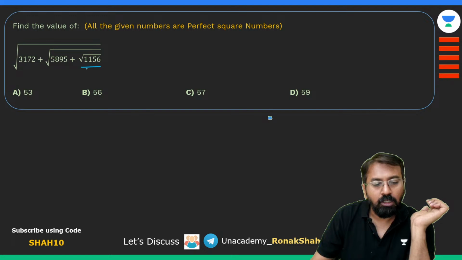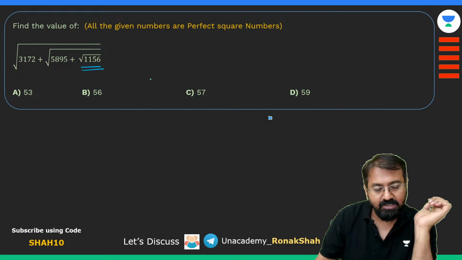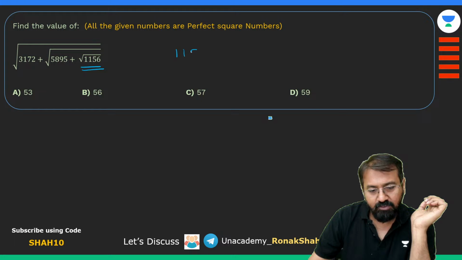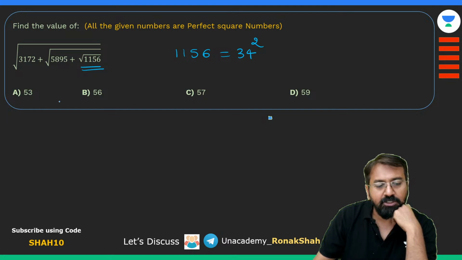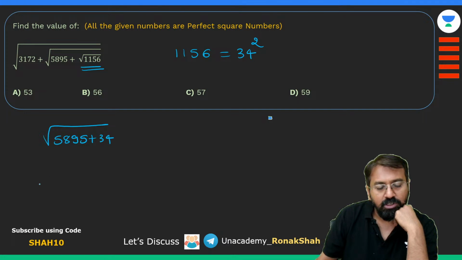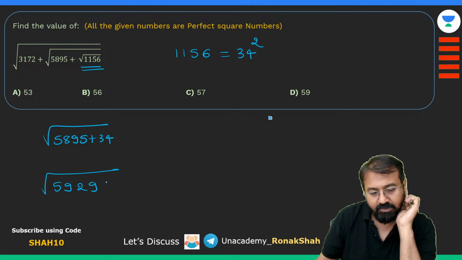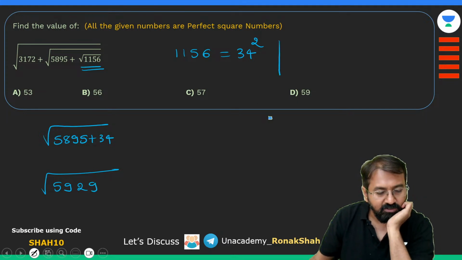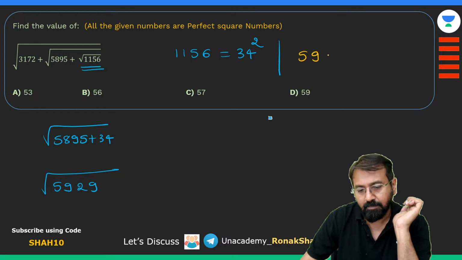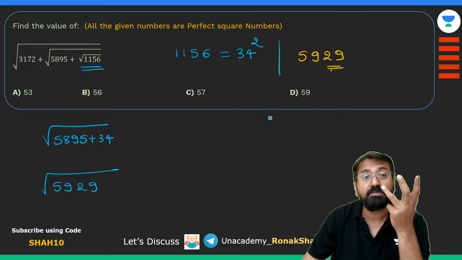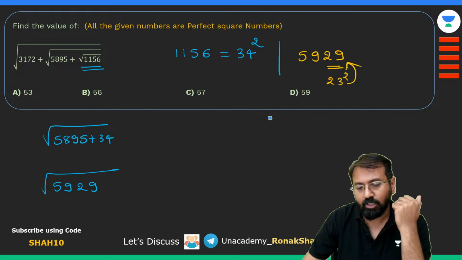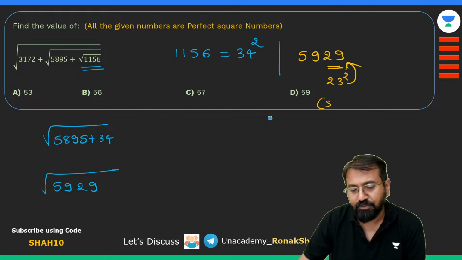So first of all, what is the square root of 1156? Can I say it's 34 square? So this should be 34. So under root of 5895 plus 34 is under root of 5929. So what is 5929, guys? Now see, once again 29 comes where? Can I say 23 square? In 23 square you find 29. So it should be 50 plus 23.